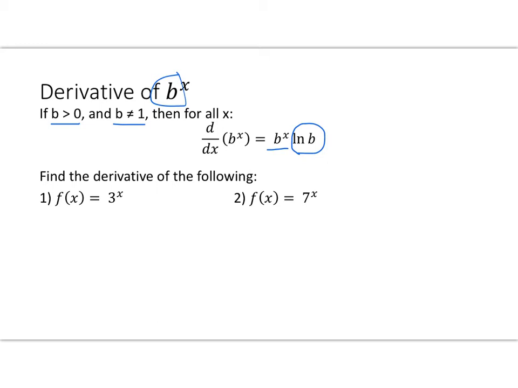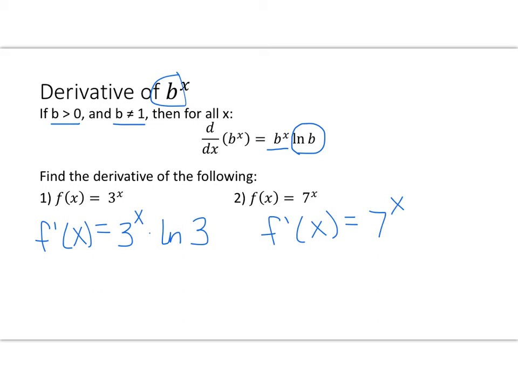So if I have f of x equals 3 to the x, the derivative, f prime of x, is equal to itself, 3 to the x, times the natural log of the base, which is 3. Okay, doing another one. f of x equals 7 to the x, so f prime of x, this is exponential, is equal to itself, 7 to the x, times the natural log of that base.